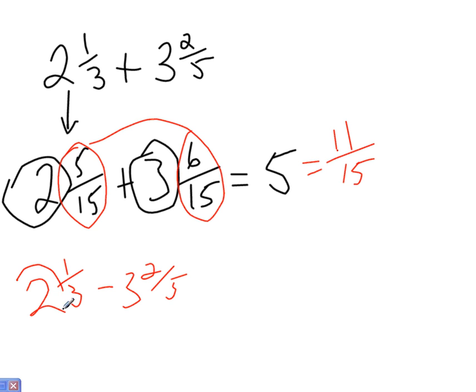Recall earlier that the 2 in this case is really code for two groups of 3, so there's 6 there, plus another one. This would become 7/3. And we wish to subtract 3 and 2/5. The 3 in this case means that there's 3 wholes, each containing 5. So that's 15 plus the other 2. That's a total of 17/5. Now we have 7/3 subtract 17/5.